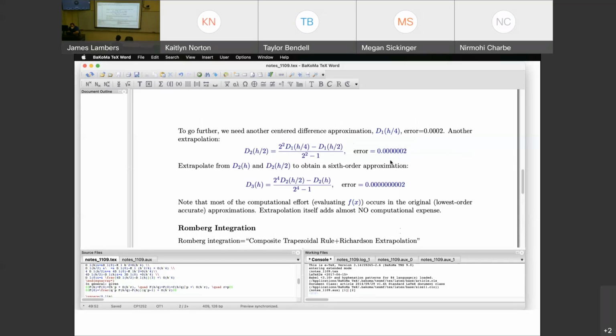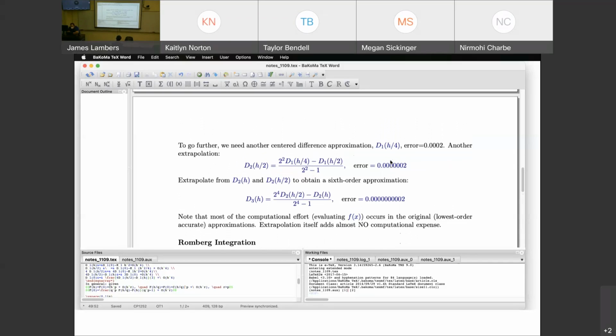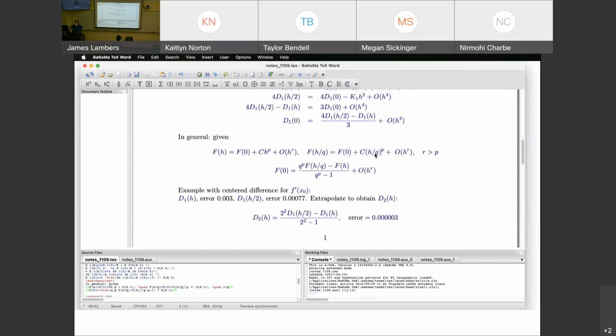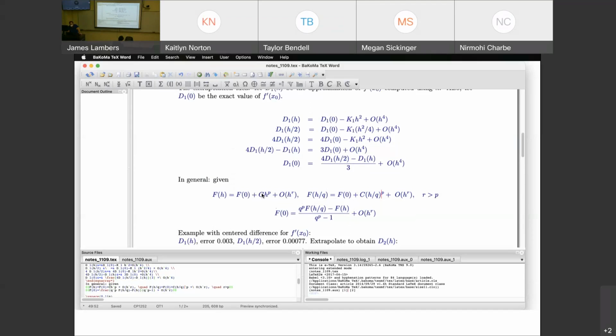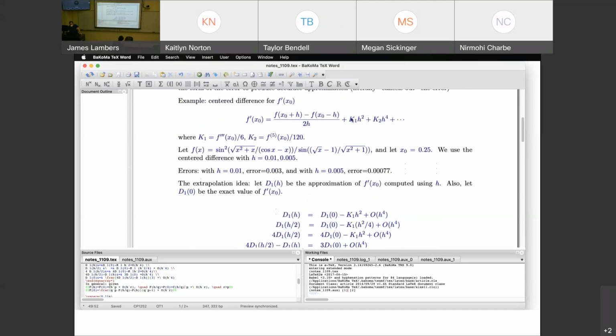Now, here's the thing to be careful about, though. This doesn't always work as advertised. And the reason why is we're assuming that the error has this form, but what are these constants? These constants are higher order derivatives. So in this case, we're approximating first derivative. These constants, k1 and k2, are higher order derivatives. What if these derivatives don't exist? So if the function is not very smooth, then the error may be larger than we expect, and this kind of cancellation doesn't work as well.